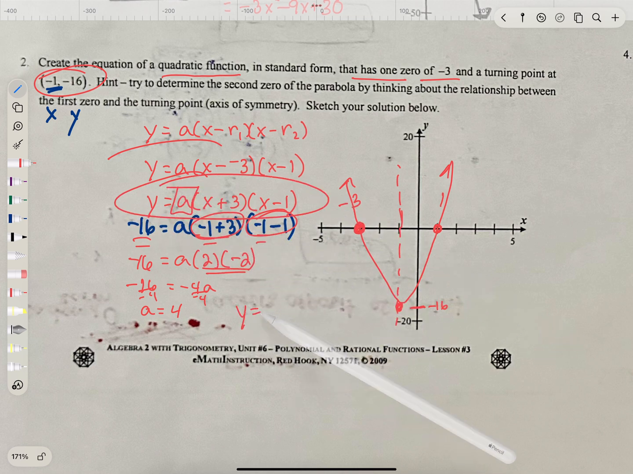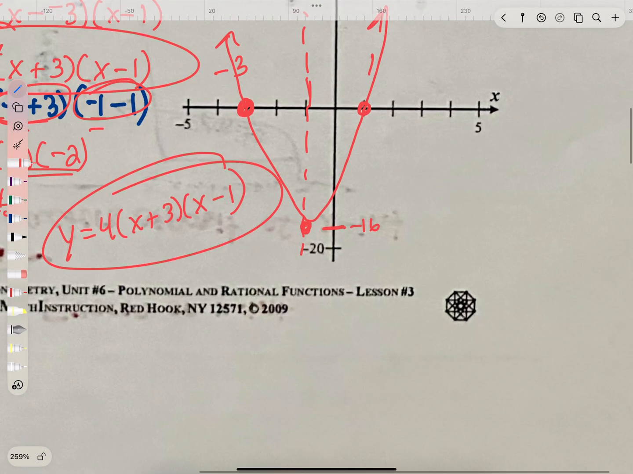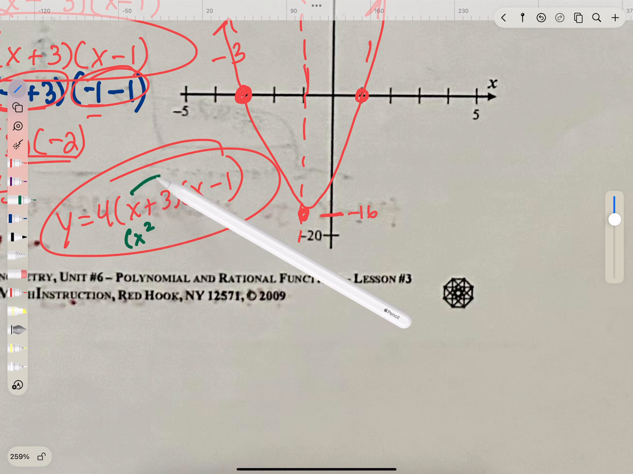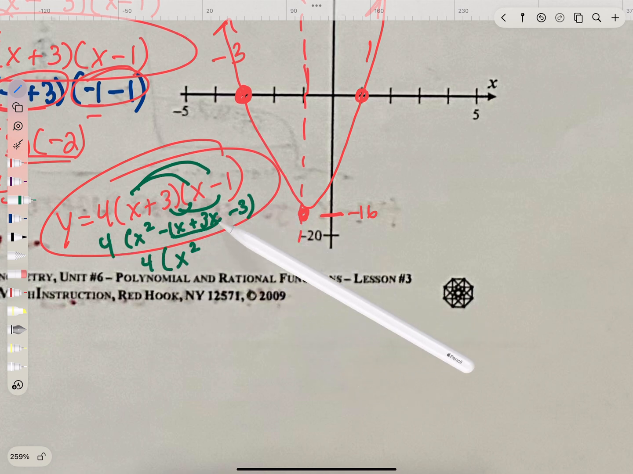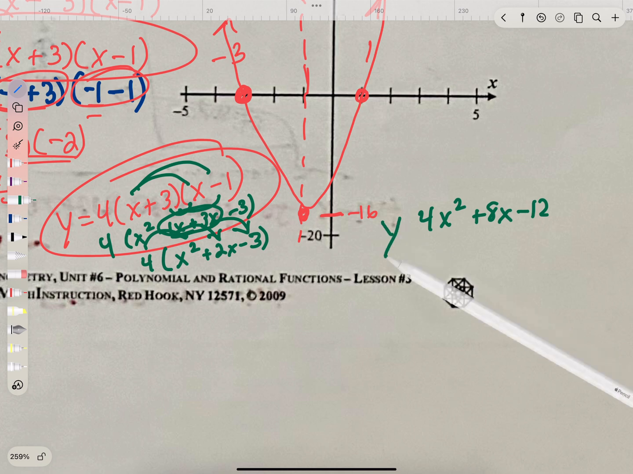So there's my equation. It's the simplified one, but now I know what a is. A is 4, so y equals 4 times x plus 3 times x minus 1. And that's your answer. Now, if he wants it in standard form, that's when you take the two binomials and multiply them together. I clean up the inside there, so I add my like terms, that's 2x's, and I distribute the 4: 4x squared plus 8x minus 12. I take the 4 to every single term. And so there's your equation.